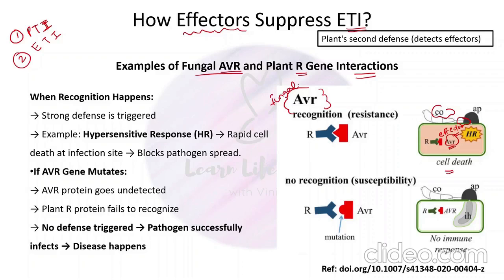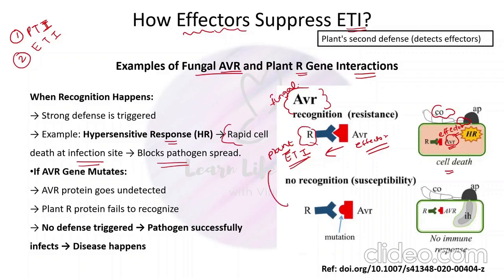Okay, this effector is generally recognized by the plant R gene, that is a receptor gene, and it leads to a hypersensitive response within the plant cell, which generates rapid cell death only at the infection site, thereby blocking the pathogen spread. Okay, so in this case, you can see that the effector is suppressed by the plant. Okay, so this is the effector triggered immunity which is generated by the plant system.